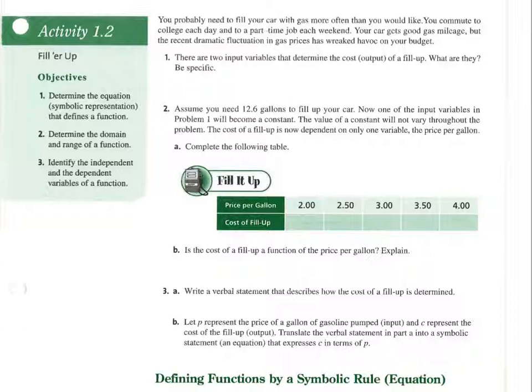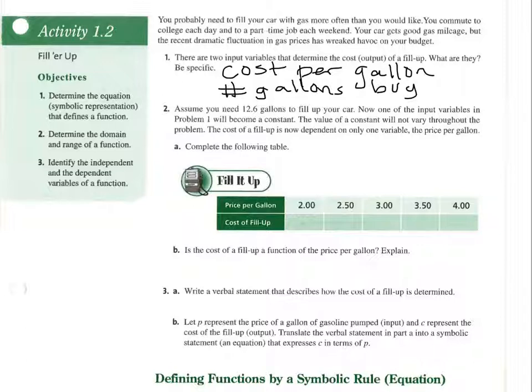Okay, so last week we were talking about functions, so this week we're going to continue with that. This activity talks about filling up your car with gas and what are the 2 input variables that determine the cost. If you're going to the gas station to fill up, the 2 things that are going to determine how much you pay are 1, the cost per gallon, and the second one, the number of gallons that you buy. Right where we are right now, we can't really have 2 input variables because then we end up having a 3 variable equation.